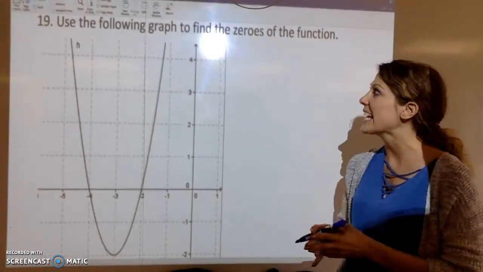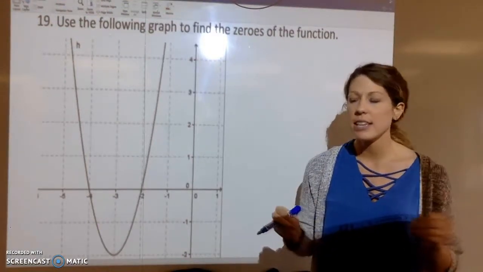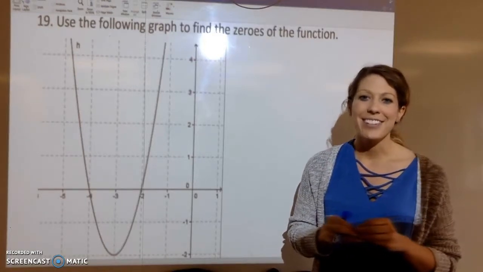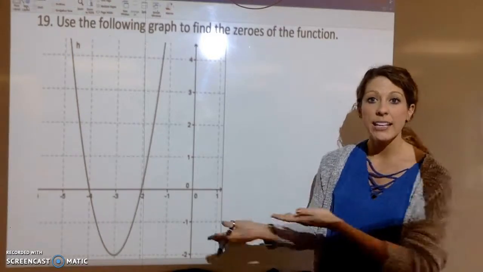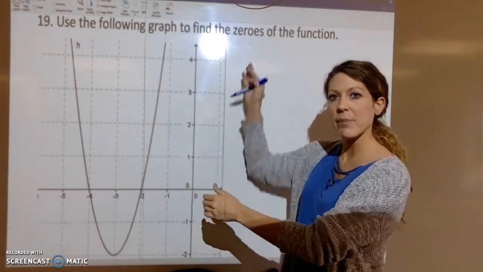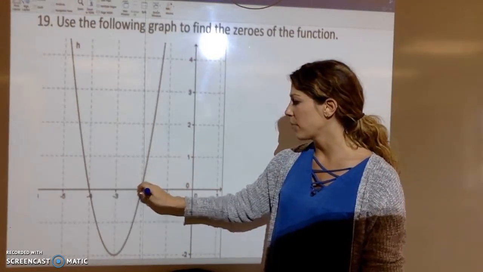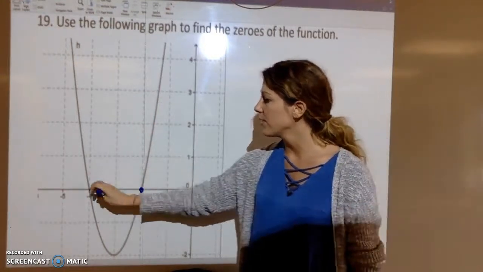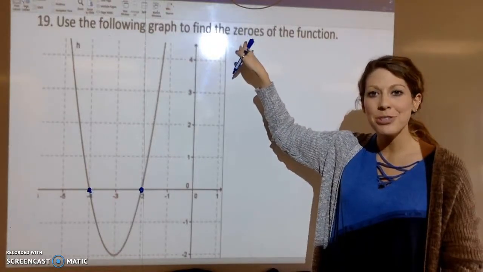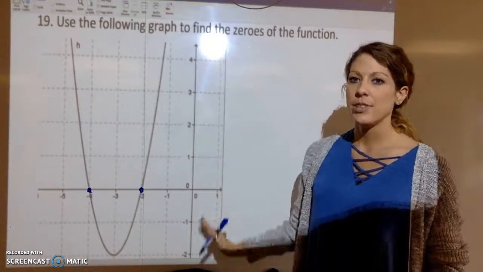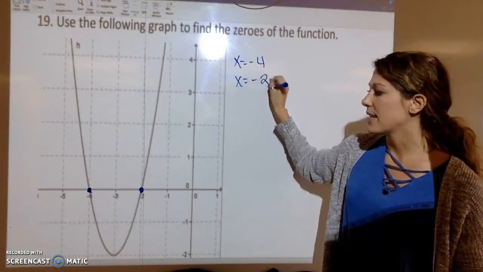Continuing on, number 19 asks us to find the zeros of the function. Zeros, solutions, roots, x-intercepts, they all mean the same thing. So those are the 4 different terms that we use to mean x-intercepts. If you're looking at the graph, the easiest way to think about a zero is to think about what the x-intercepts are. In this case, our parabola goes through the x-axis at -2, and it goes through at -4. So we would say that there are 2 zeros, 2 roots, 2 solutions, 2 x-intercepts to this parabola. They are x equals -4 and x equals -2.